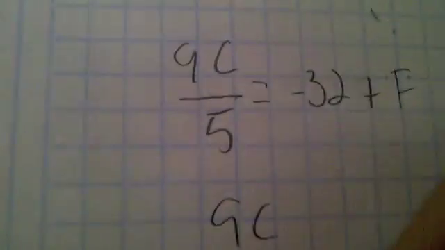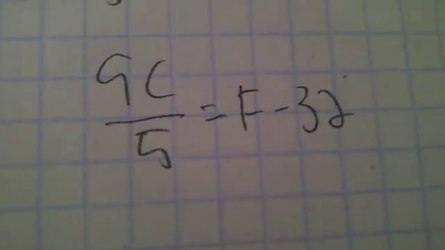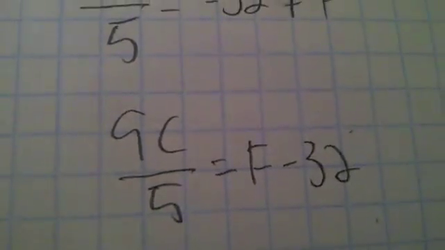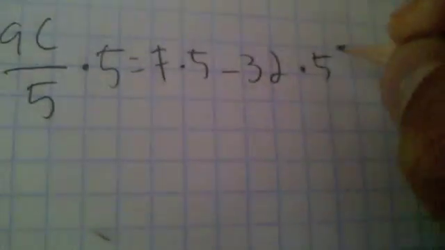Yeah, it's gonna be 9c/5 equals f minus 32. Alright, so now multiply each term in the equation by 5. It's gonna be, let's go over here, 9c/5 times 5 equals f times 5 minus 32 times 5.